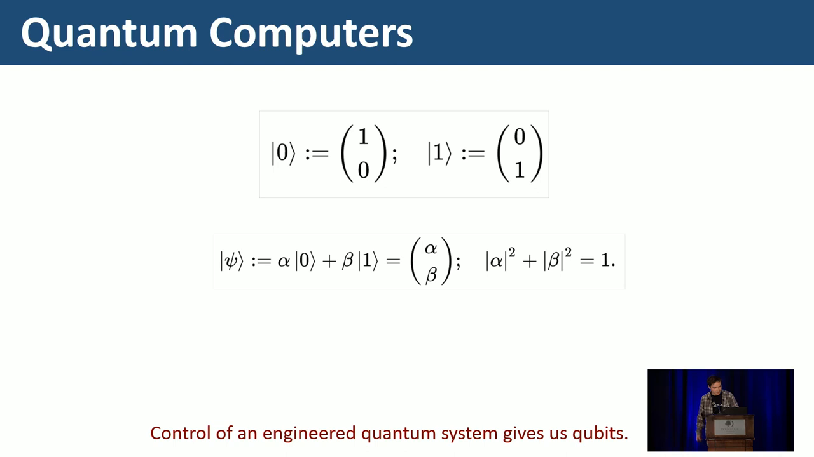So what is a qubit? Well, you can view a qubit as a vector. Ket zero is the first vector, and then ket one is the second vector.